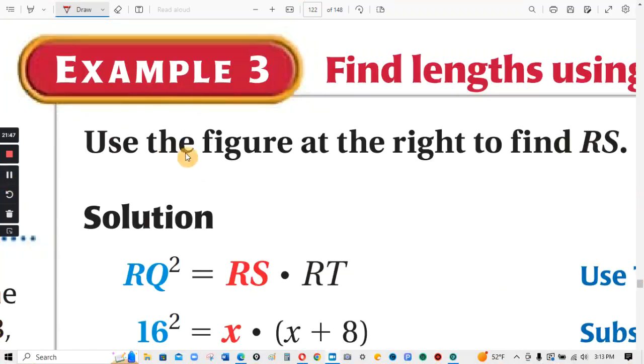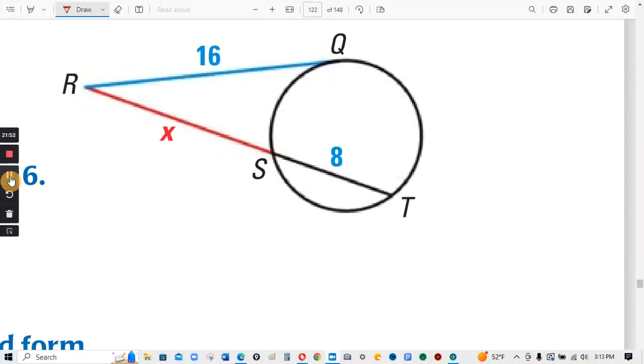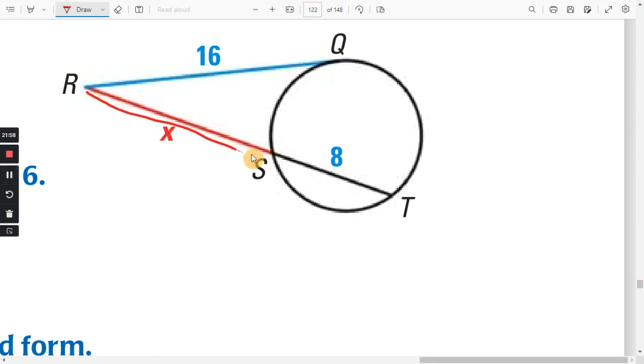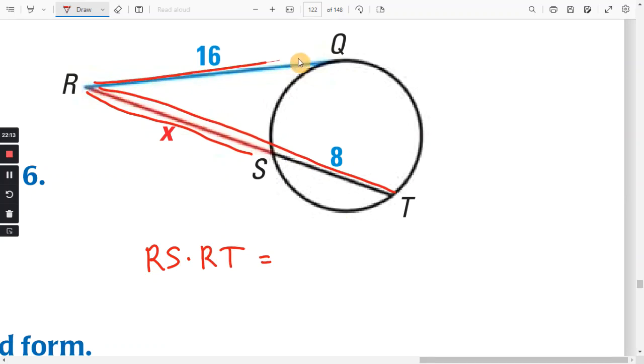Example 3, use the figure at the right to find RS. We just said a minute ago, take the external segment, that's RS, times the entire segment, that's RT, and that's going to equal the tangent segment, RQ, times RQ, which is RQ squared.